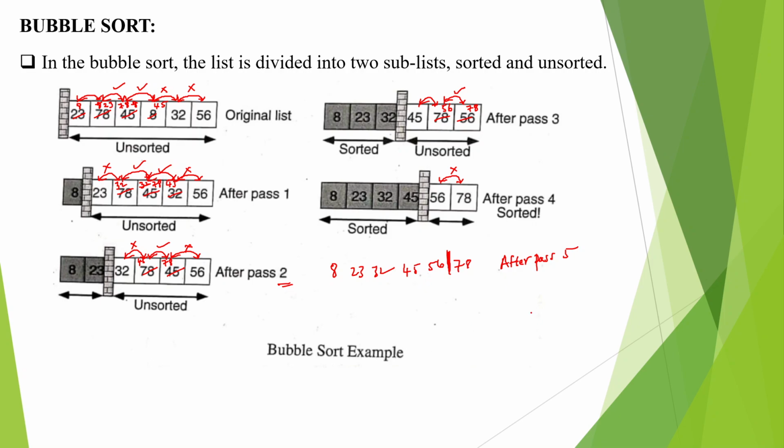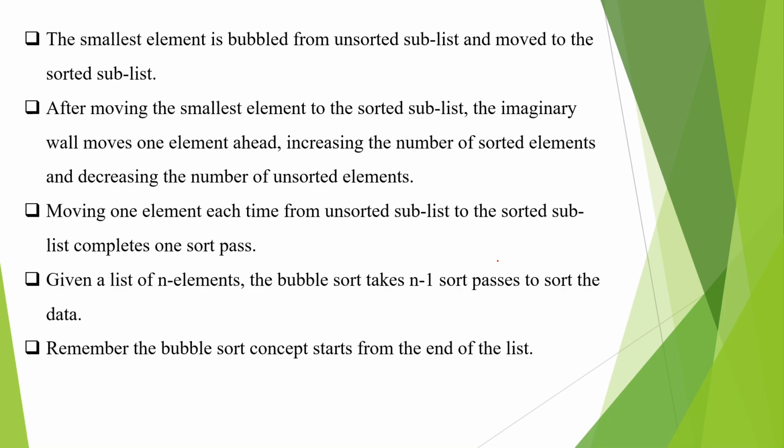So if there are n items, we need n minus 1 passes. Do remember, n minus 1 passes. N items, n minus 1 passes we need to perform before the list gets sorted. Here you can see we have 6 items, so we performed 5 passes before the complete list gets sorted. Hope you understood this technique. Very easy technique.